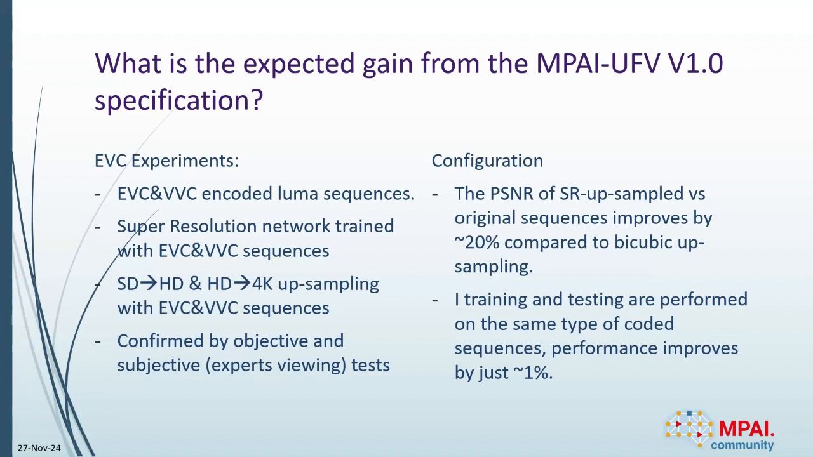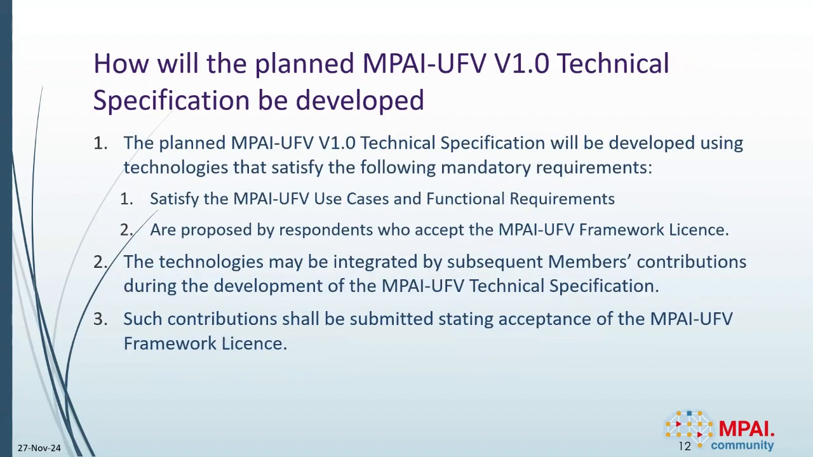And maybe you will ask, well, but this is because it was performed using exactly the sequence that they were encoded with a particular coding. No, that is not the case, because we have seen the training and testing performed on the same type of coded sequences only give a performance of just 1%. So it means that the result that we have obtained justify developing a generic upsampling filter for video applications.